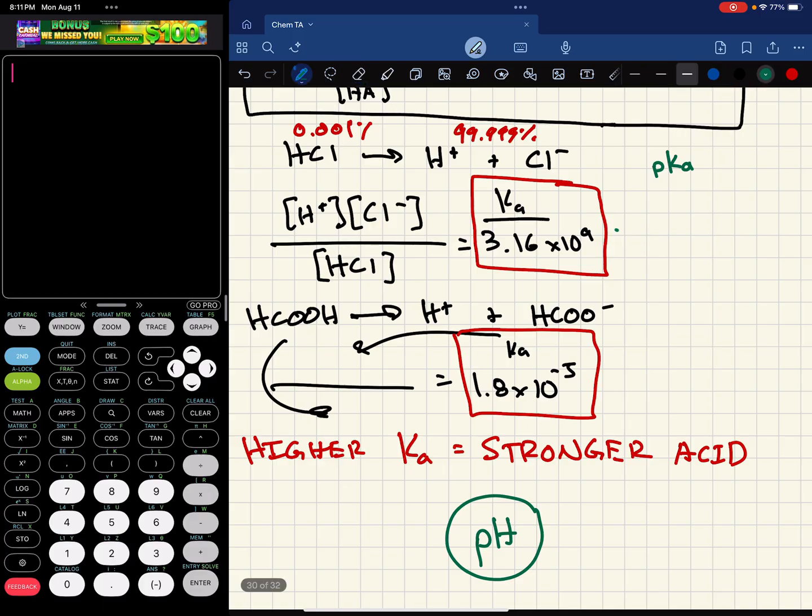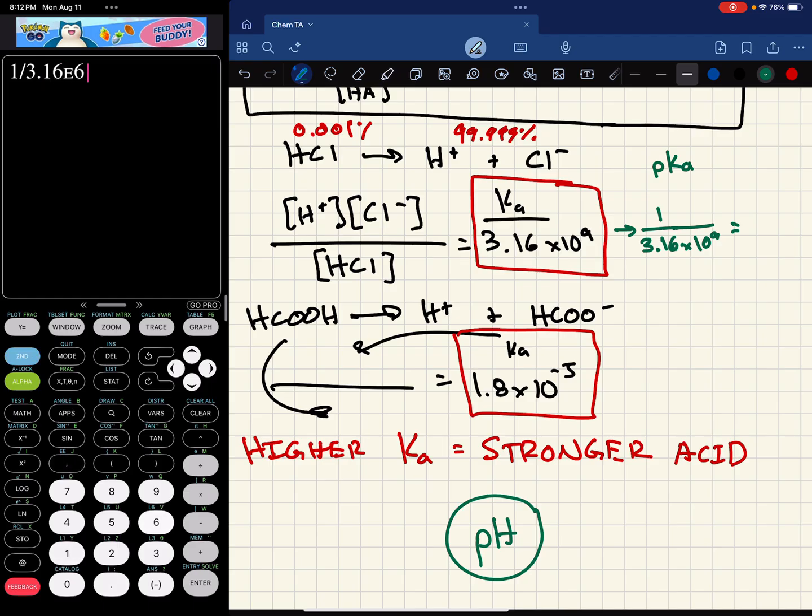Okay, so the pKa for HCl, what we would do is find the negative log of Ka. You may have your own way of calculating it, but first I just do 1 divided by the number, 3.16 times 10 to the 9th. I'll do this on my calculator. So 1 divided by 3.16 E 9. Okay, that gives me that.